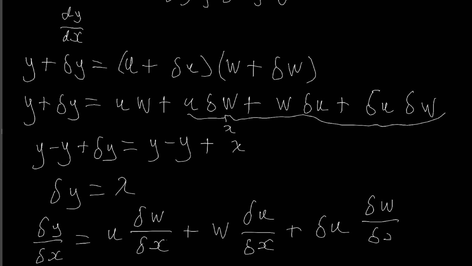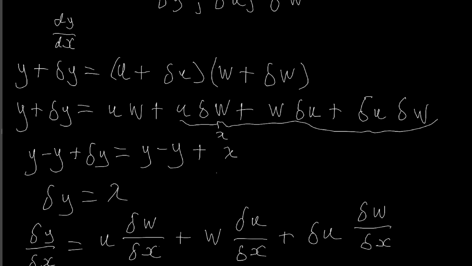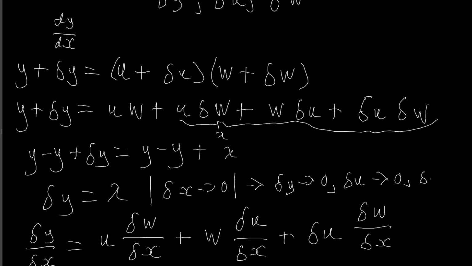Now, when we consider that delta x is approaching the value of 0, we know that delta y must also approach 0, delta u must approach 0, and delta w must also approach 0.